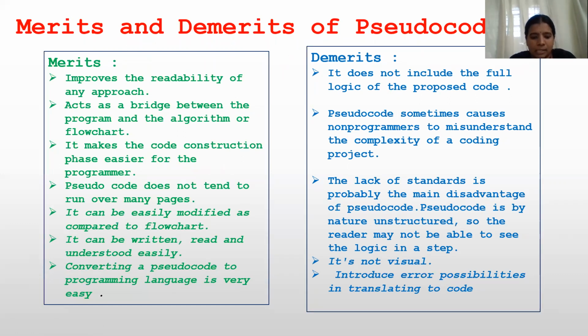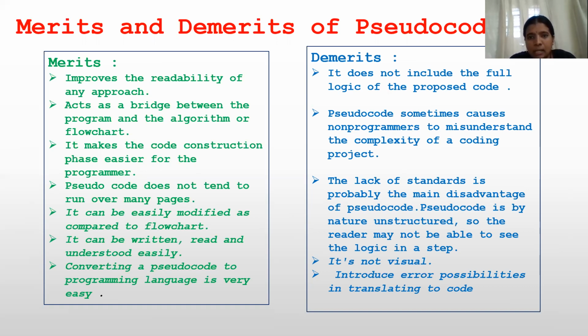So any method has got its own set of merits and demerits. So let's look into the merits and demerits of this pseudocode. Pseudocode improves the readability. It acts as a bridge between the program and the algorithm. It makes the code construction phase easier. Pseudocode does not tend to run over many pages. It fits in a small page. It can be easily modified compared to a flowchart, and it can be written, read, and understood easily comparatively. Converting a pseudocode to a programming language is pretty easy. So that's why many programmers prefer writing pseudocodes rather than their equivalent flowcharts.